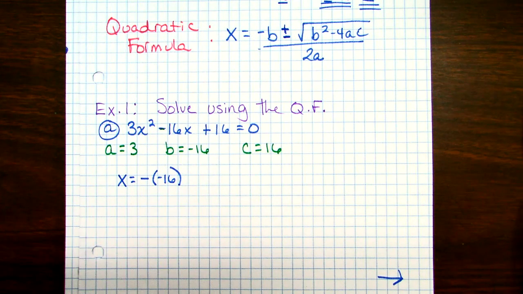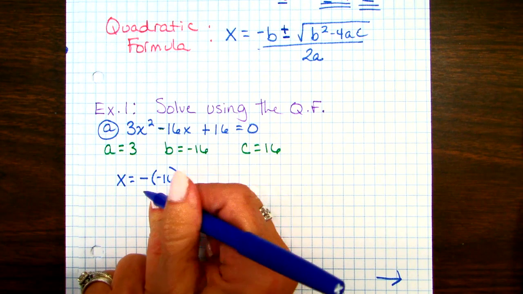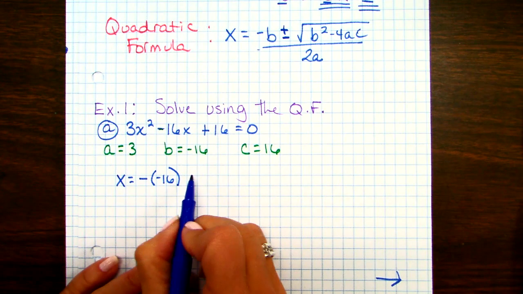Positive, right? When you plug a negative in where there's already a negative, they cancel each other out. Like this in a minute is going to become positive 16. So you don't have to show that. I just didn't want to do that right off the bat. You could have just immediately made it 16, okay?